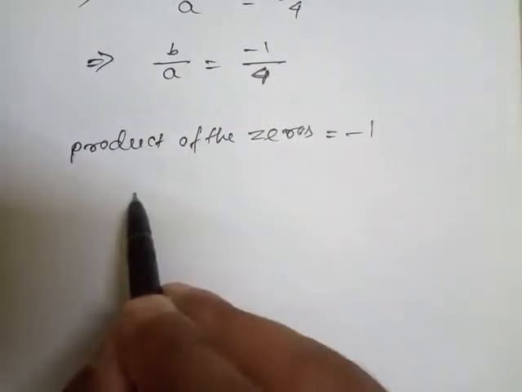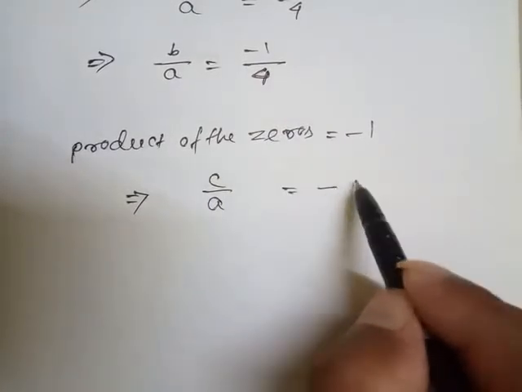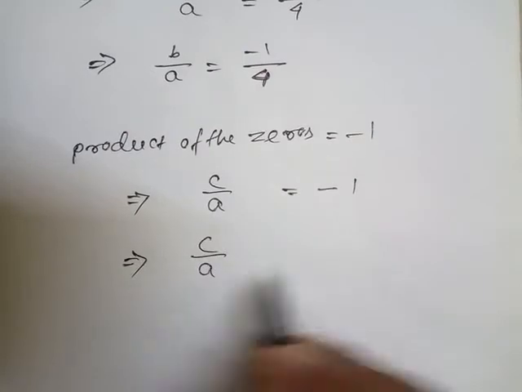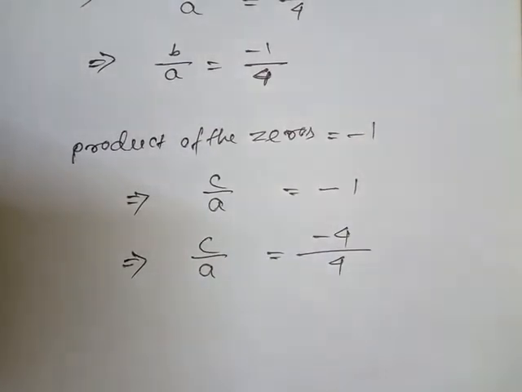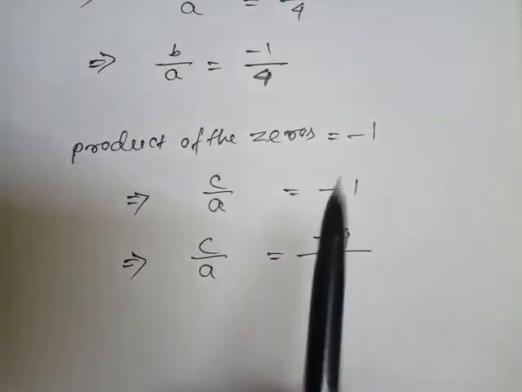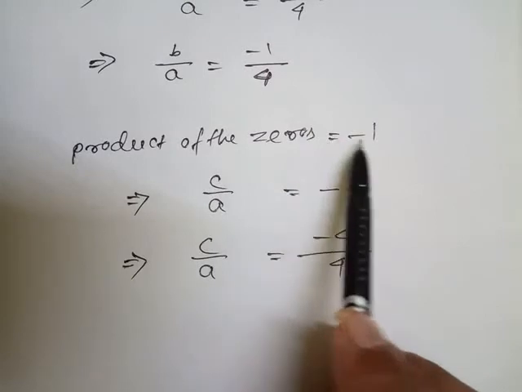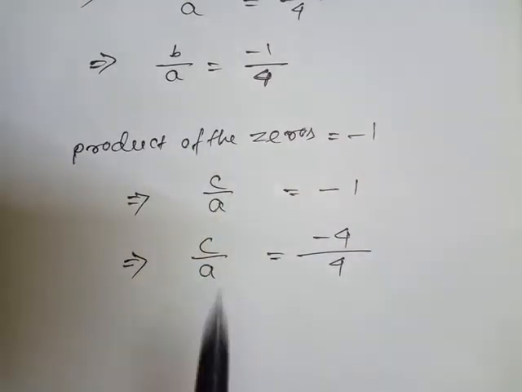Now product means alpha into beta. Alpha into beta means c by a. So we can write here c by a equals minus 1. Now here we can write c by a equals minus 4 by 4. If I write so, 4 and 4 cancel, we will get minus 1 only, which satisfies the product of the zeros.